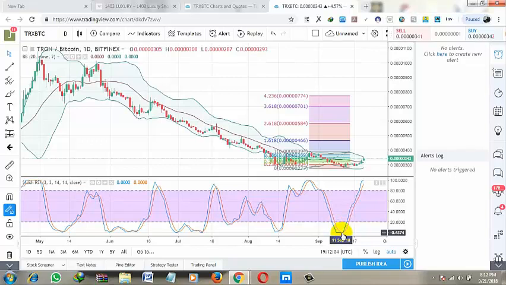And if you had entered and waited till now, which is actually the 23rd, you would have been on serious profit if you are on BitMEX. But if it is not BitMEX, you still would have been in profit on Binance and all these other places. So the stochastic is very important.